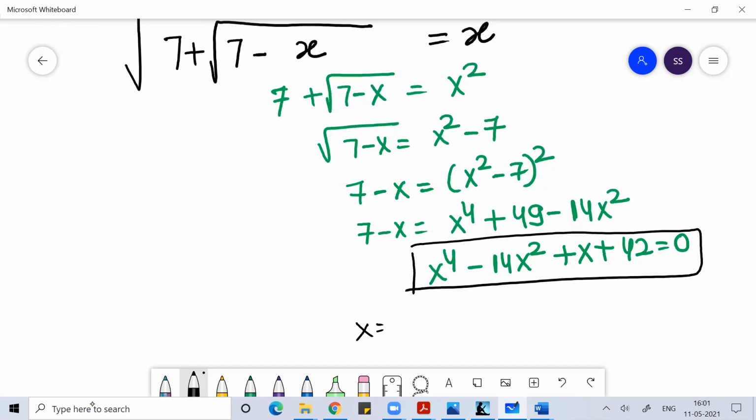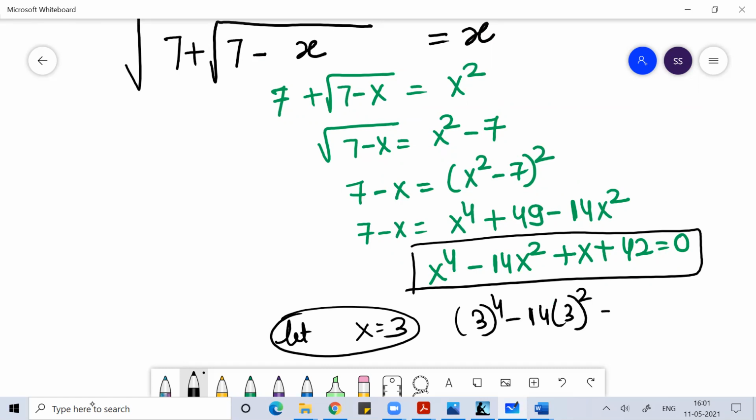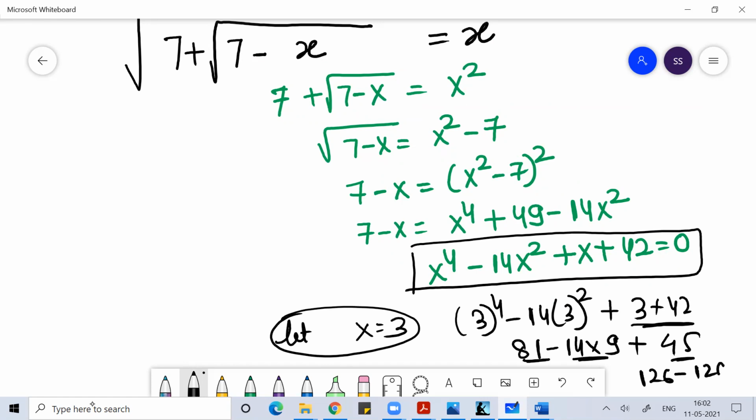So suppose I put x equal to 3. Let x equal to 3. Then 3 to the power 4 minus 14 into 3 to the power 2 plus 3 plus 42. I see this value: this is 81 minus 14 into 9 plus 3 plus 42. 45 plus 81 is 126, and minus 126, you are getting 0. Randomly I put the value of x, I don't know what the factors of x are. So randomly I tried x equal to 3, I got the answer. That means x minus 3 is a factor.